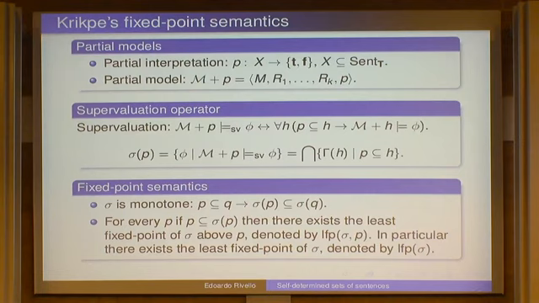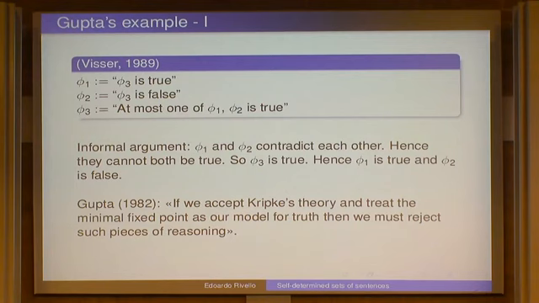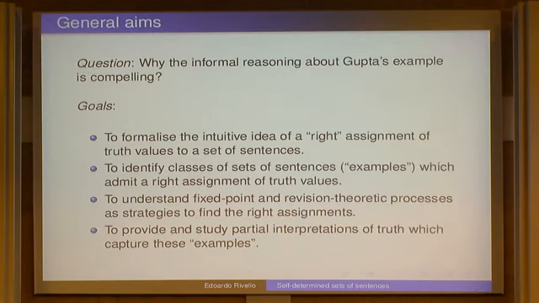In particular, there exists the least fixed point of the monotone operator sigma, which is a good candidate as a partial interpretation for truth, since in some sense it is a partial local fixed point of the Tarskian operator. However, as Gupta pointed out by his example, in this least fixed point, the three sentences of the example are not contained in the domain of this least fixed point.